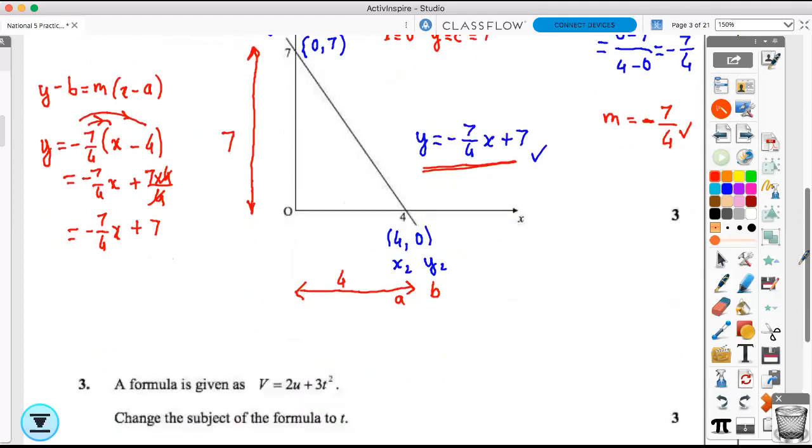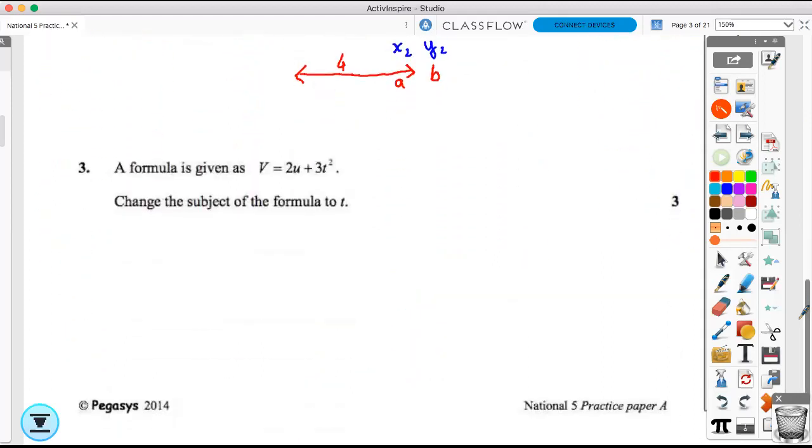Okay, so 3 marks for this and 3 marks for the other one. Another question with 3 marks. Change the subject of the formula to t. So there's two ways, two schools. Sometimes people say, you want all the things with the t on the left-hand side, or you can just leave it the way it is and get rid of everything that is around t, basically.